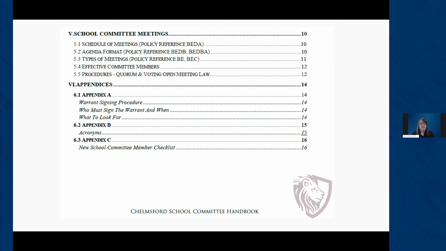Then they also have some of the appendices that they have. I think this is fantastic because they have the warrant signing procedure. When you first get on a school committee and they put that first warrant in front of you, if you're the person signing it and it's millions of dollars and you are completely overwhelmed, having that information ahead of time will really help demystify that process. I also love, frankly, that they've included the appendix of acronyms because there's nothing Massachusetts loves more than making something an acronym. So I love that they have the appendix there, and they have a new member checklist.